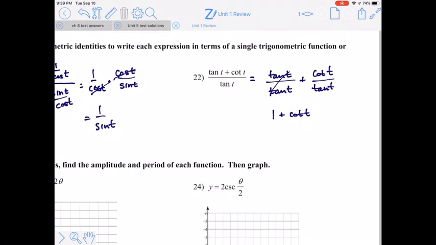And then instead of writing it as cotangent of t divided by tangent of t, I'm going to write it as cotangent of t multiplied by 1 over the tangent of t. And then remember that the 1 over the tangent of t, the reciprocal of that would be another cotangent, and then cotangent times cotangent is cotangent squared.